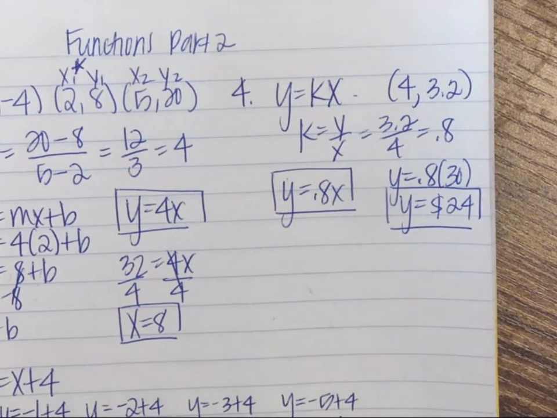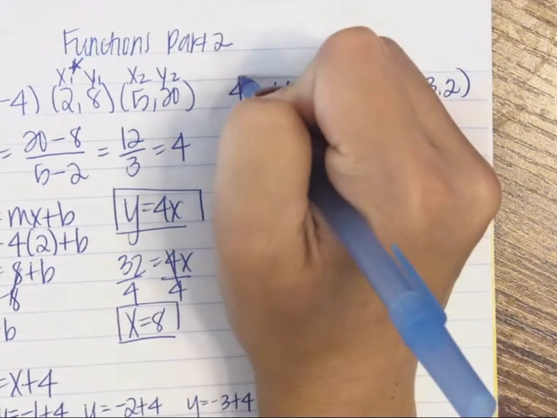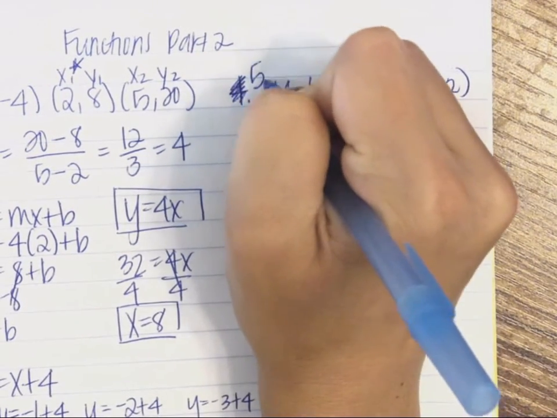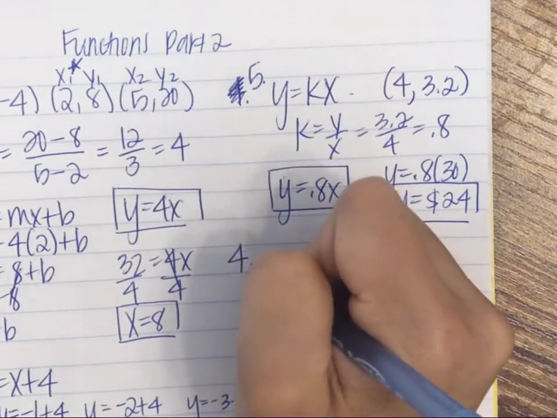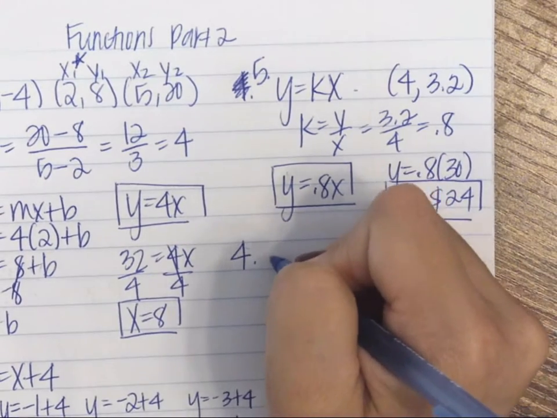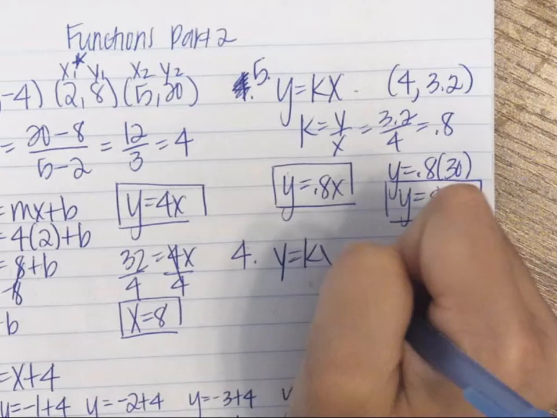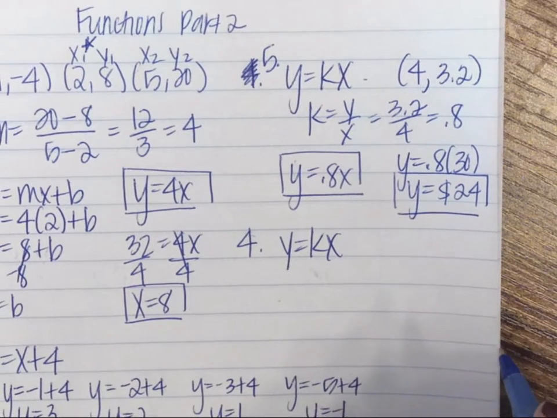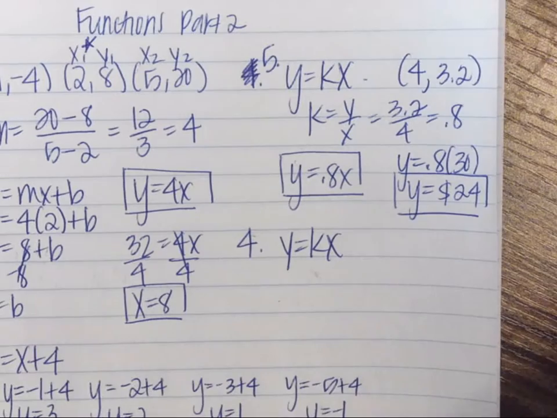Oh, I skipped one. My bad. That is number 5. And now let's try number 4. If y varies directly with x, that's a direct variation, which means your equation is y equals kx. When x is 5 and y is 12, find x when y is 30.